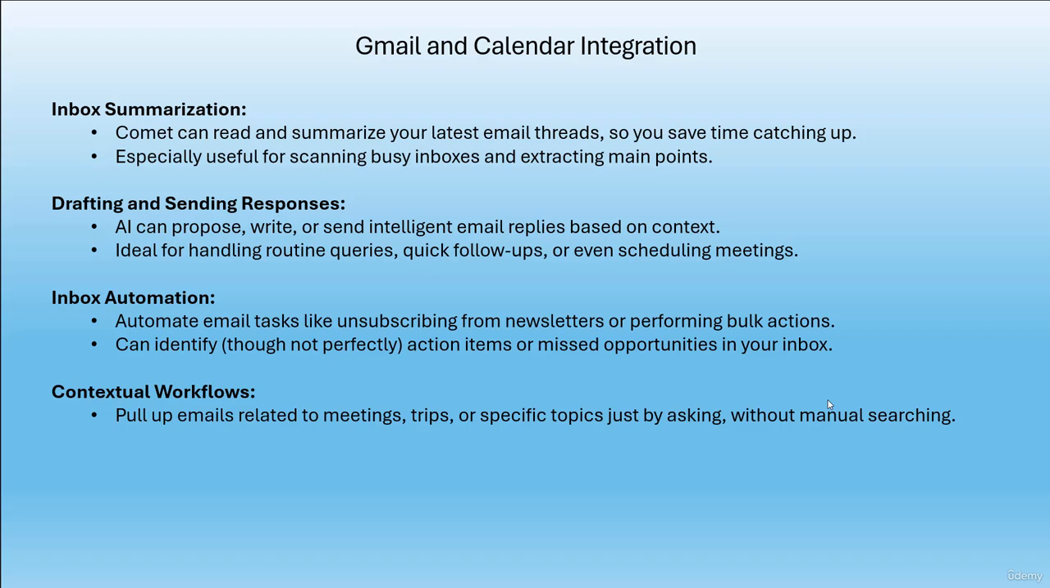And then there's inbox automation. So you can automate email tasks like unsubscribing from newsletters and performing bulk actions. You can identify action items or missed opportunities in your inbox, although it's not quite where it should be at the moment, that'll probably get better. And that's always subjective anyway, so that's a little questionable. And then contextual workflow. So you can pull up emails related to meetings or trips or specific topics just by asking. In fact, we're going to see a little bit of that in our demonstration, without doing any manual searching.